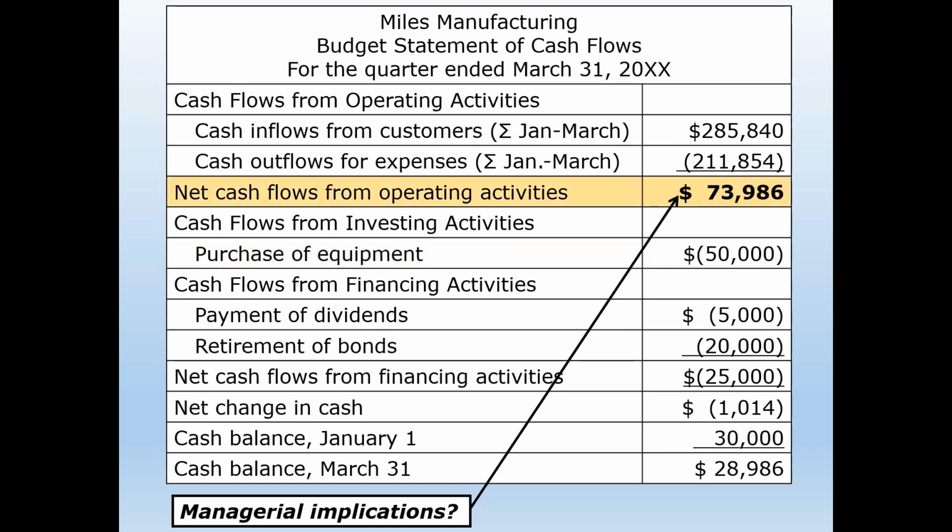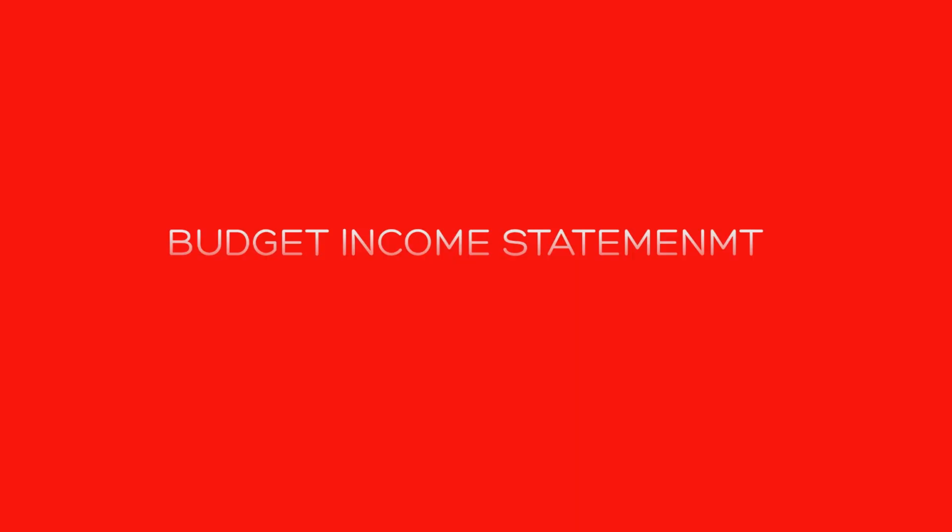Looking at the firm's operating activities, Miles Manufacturing expects to generate almost $74,000 more cash in from customers than it expects to use to run the business. So this is a healthy sign that the firm should have no trouble figuring out how to end the period with its desired cash balance.